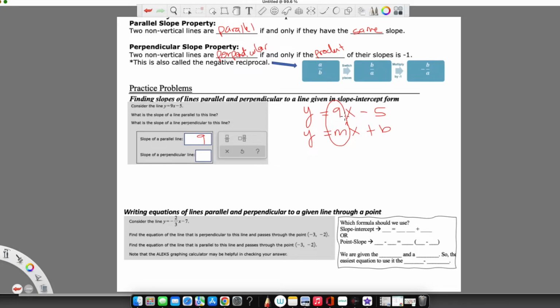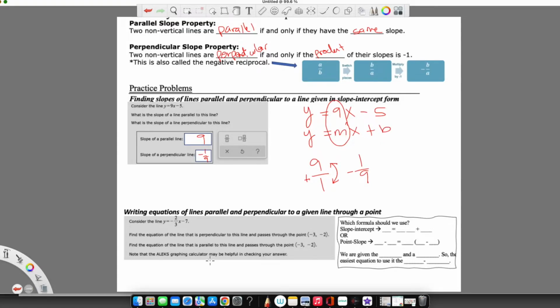If it's perpendicular, now I need to take that slope, which would be 9 over 1, and I need to flip it over. So it becomes 1 over 9. And it was positive, now it's negative. Because remember, I'm taking that slope of 9, which means I'm going up 9 and over 1, like this. I'm literally going to rotate it to make it perpendicular. So now I'm going to be going 9 and 1, like that. So it completely changes that slope. So it flips it over. So I end up with -1 over 9.